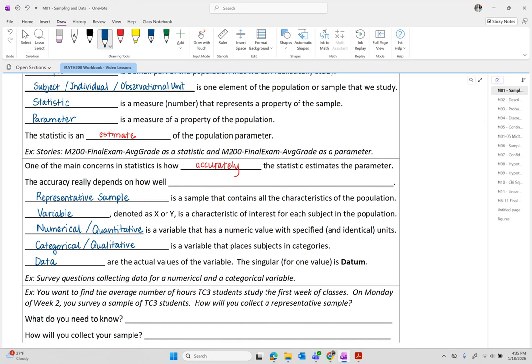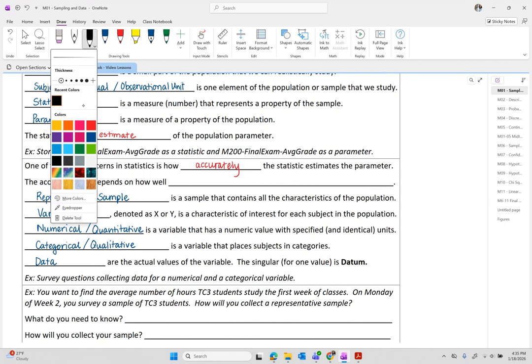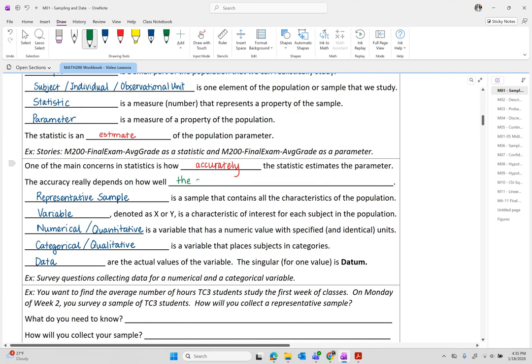So the most important part, and let's change the color here, the most important part of statistics is how well the sample represents the population. And this for you is the most important part of your statistical study. So a representative sample is a sample that contains all the characteristics of the population.